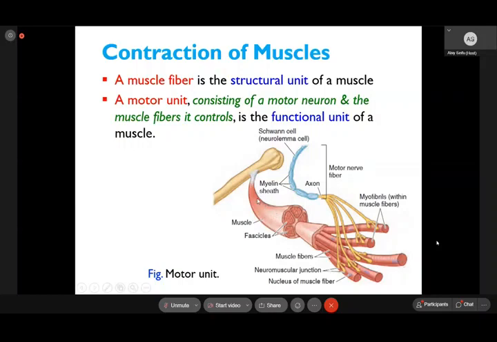This one is the nerve, which may originate from the spinal cord and generates impulses that initiate and control the muscle fibers. This one is the muscle fiber, the structural unit, and together with the nerve it is called the motor unit. The neuron plus the structural unit is called the functional unit, which is able to control whether the muscle is to contract or relax.